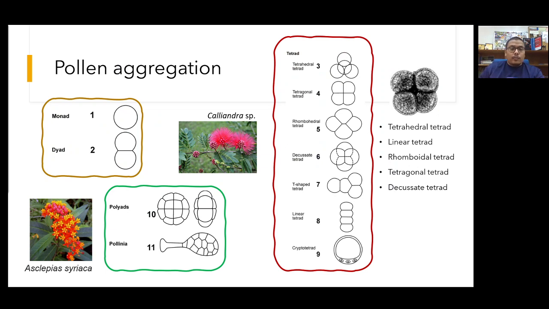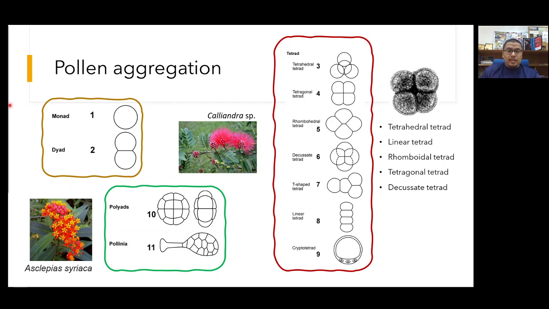And when you talk about pollen in terms of characteristics, one of the major uses of pollen for taxonomic evidence is the aggregation of the pollen itself. Microsporogenesis, the process of microsporogenesis, can yield four microspores, which mature into pollen grains. In the large majority of angiosperms, the pollen grains separate prior to release.